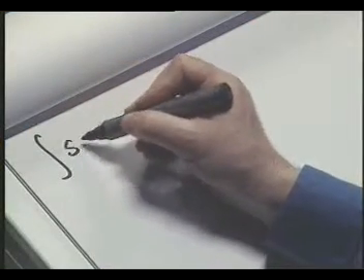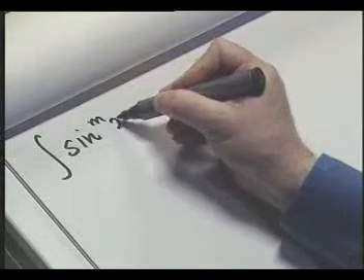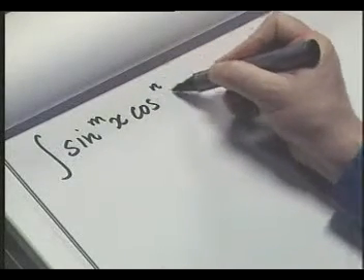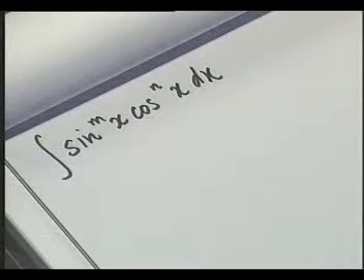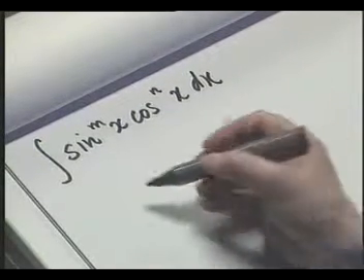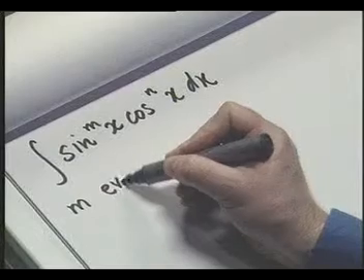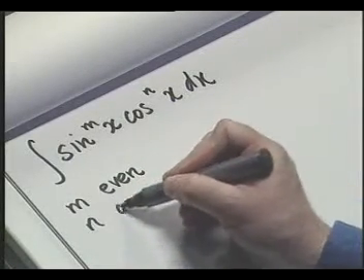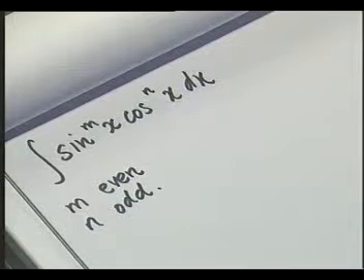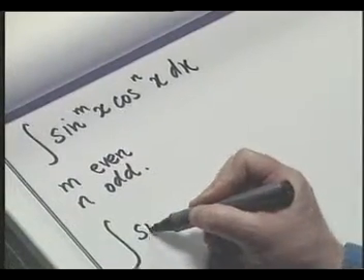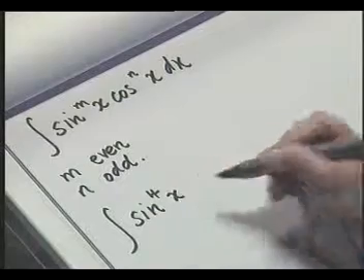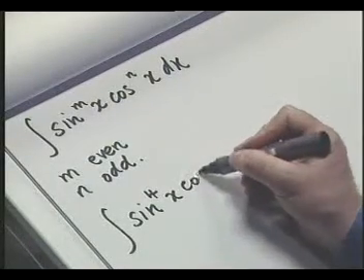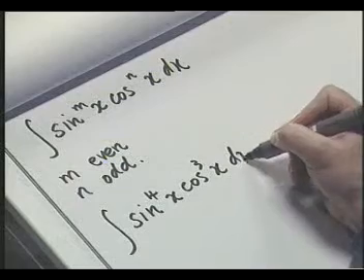Let's stick with the same sort of family of integrals. So we're still sticking with the integral of sine to the power m x cosine to the power n x dx. And now I'm going to have a look at what happens in the case when m is an even number and n is an odd number. This method will always work when m is even and n is odd. Let's look at a specific case. Suppose we want to integrate sine to the power 4 x cosine cubed x dx.